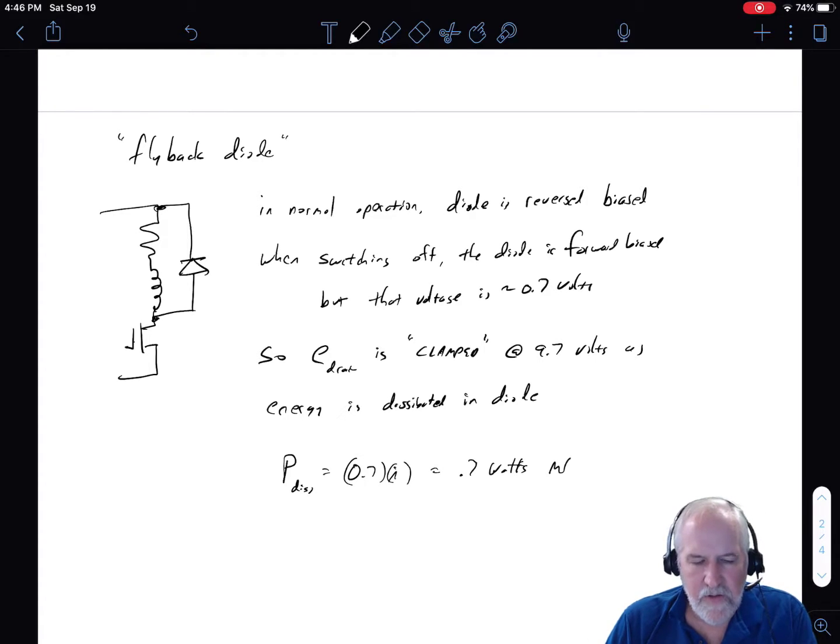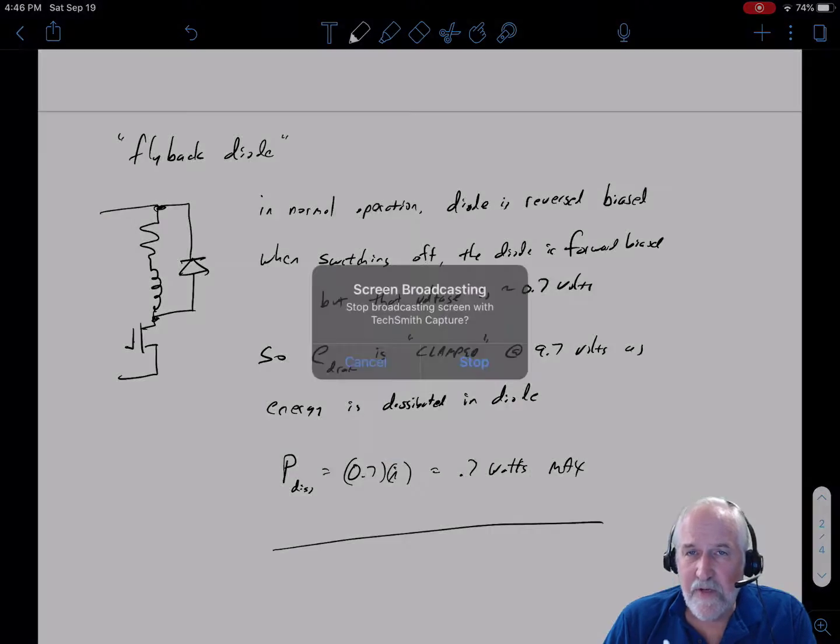What I'm calculating here is the rate of the power, right? The rate of energy dissipation. And it's a fraction of a watt. But it only does it for, you know, nanoseconds, right? It does not take very long to do it at all. So that's it. That's how you protect your FET when you're switching an inductive load.